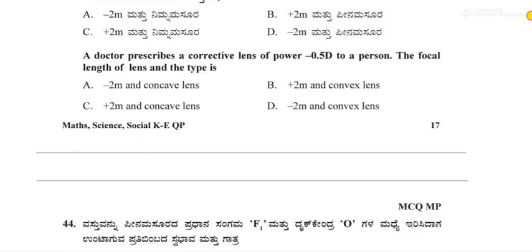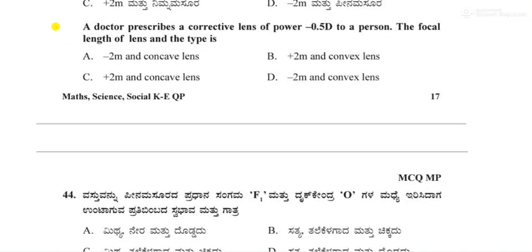Next is question number 43. A doctor prescribes a corrective lens of power minus 0.15 D to a person. The focal length of the lens and the type is dash. Since it is minus, it is a concave lens. So here you have two options, concave and concave. Minus represents concave lens, but whether it is option A or C, we have to find it.